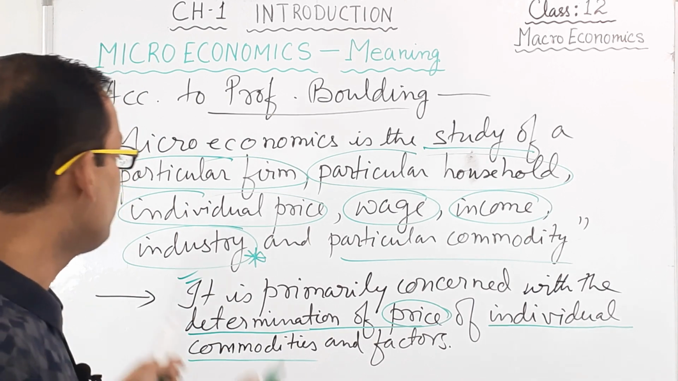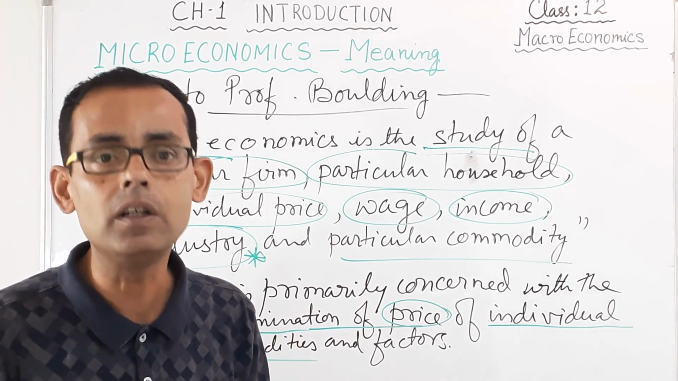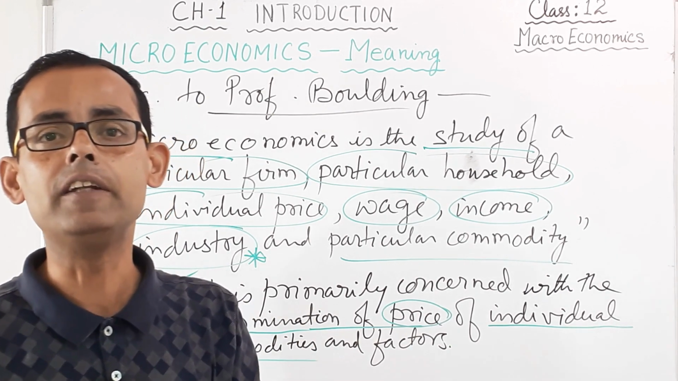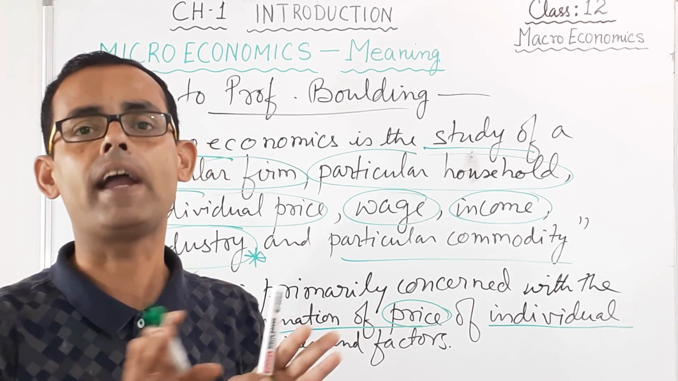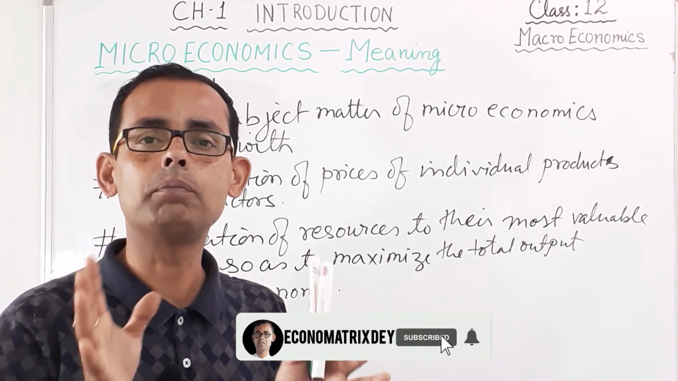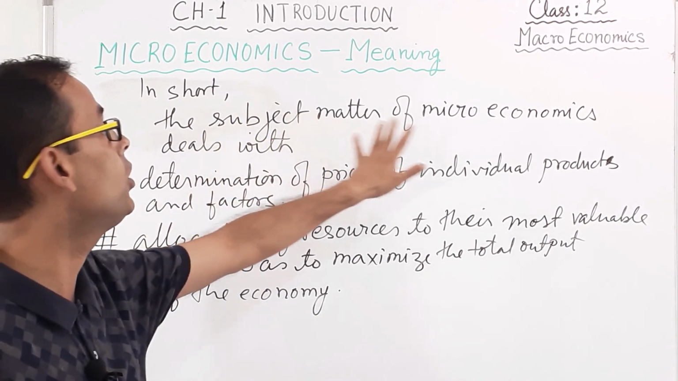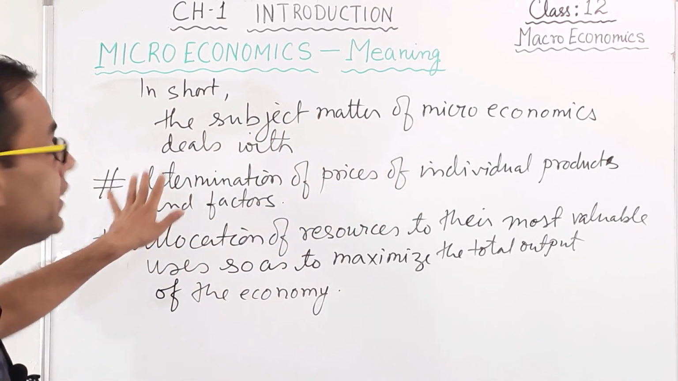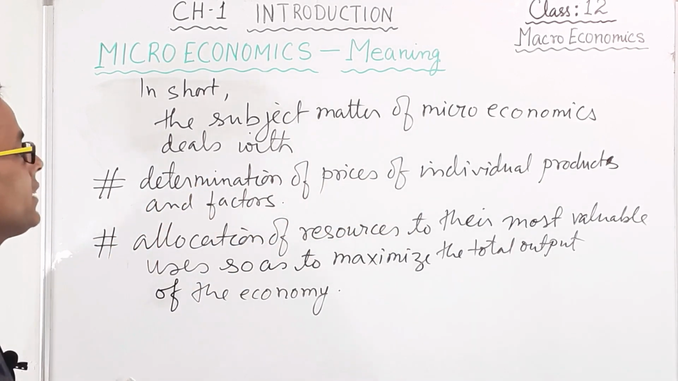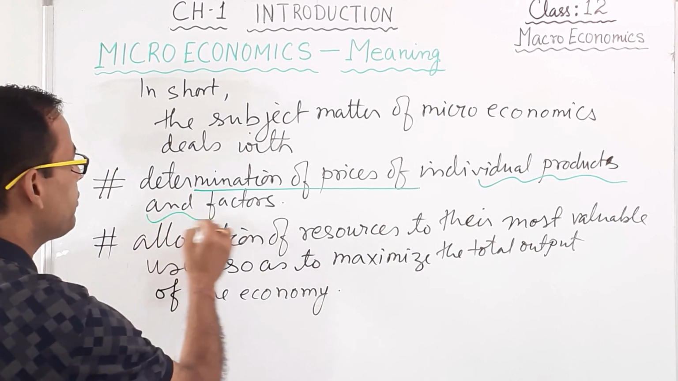Clear? So the ultimate conclusion is what? Microeconomics is primarily concerned with determination or finding out the prices of individual commodities and their factors. Hence, in short, we can say the subject matter of microeconomics deals with what? Determination of prices of individual products and factors.